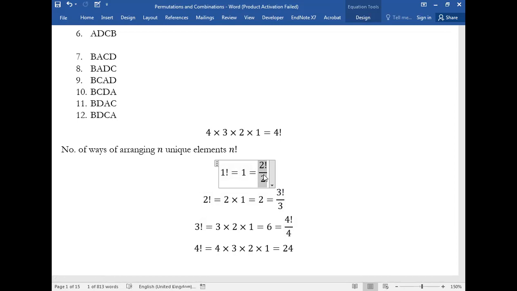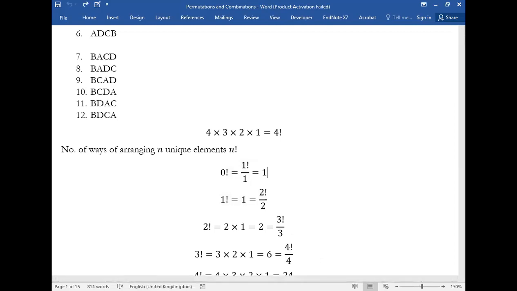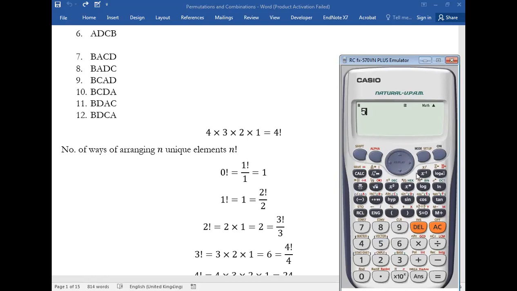And what should be the value of 0 factorial? 1. The value of 0 factorial is 1, you can use your calculator. The calculator has a factorial button in it. Type 0 and this factorial, it will always give you 1. 5 and factorial is 5 into 4 into 3 into 2 into 1.